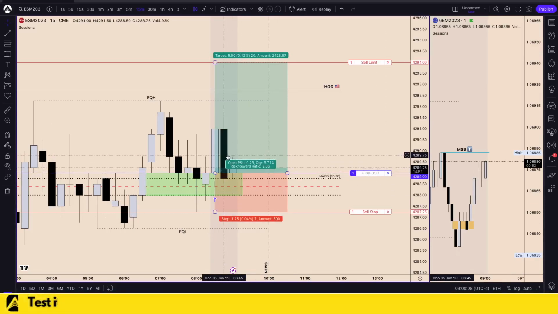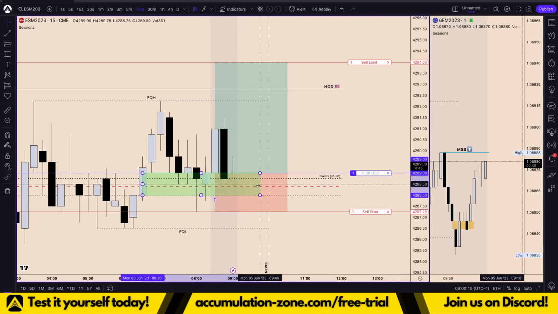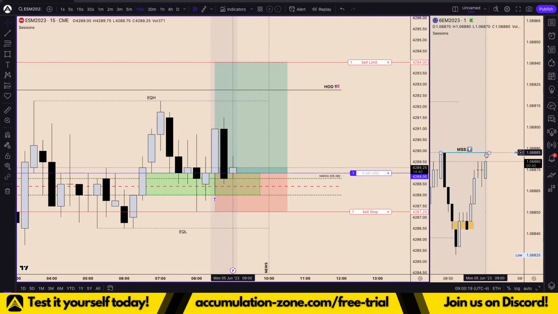Alright, so we closed a new 15-minute candle, a bearish engulfing candle. Let's see if this fair value gap can hold as support, and if we're going to shift market structure here on EU.